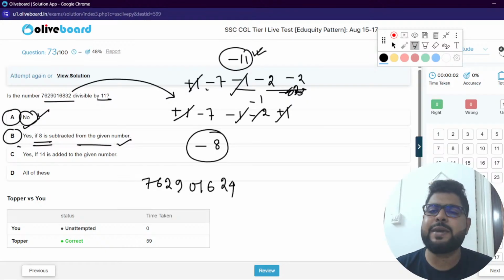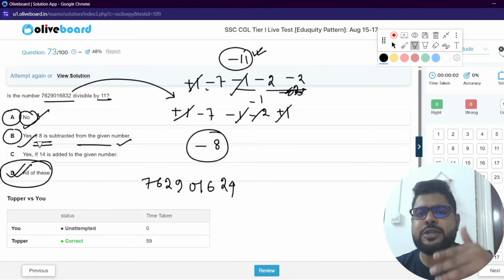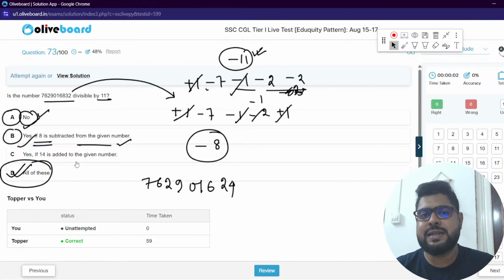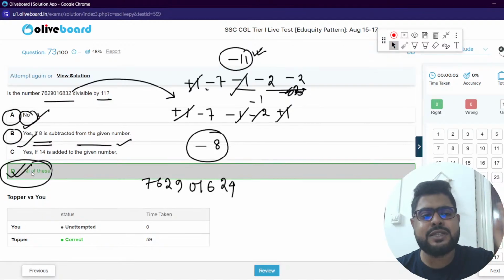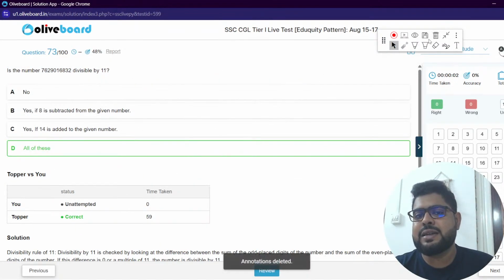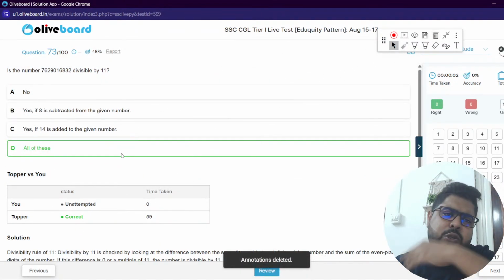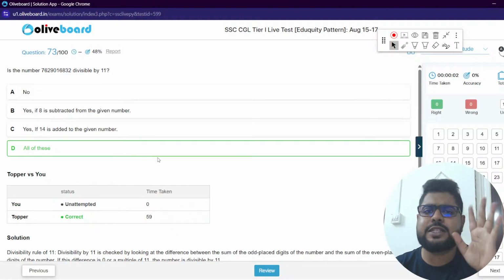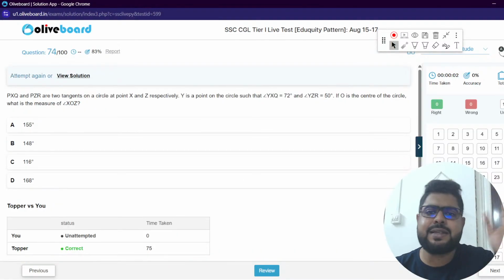Achha, A correct, B correct. That means all of this has to be correct because two options cannot be correct. So I won't even check option C. D is the correct answer. Because for option C, there is no point checking it. Two options are coming correct, meaning the third option must be correct. Otherwise, the question is incorrect.